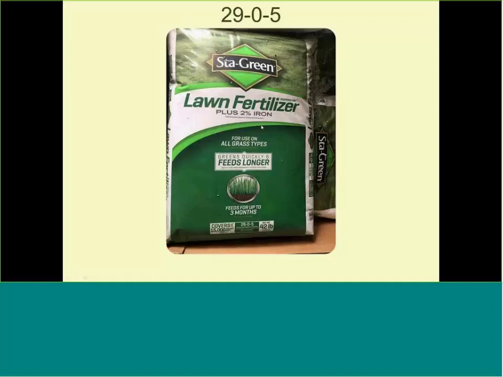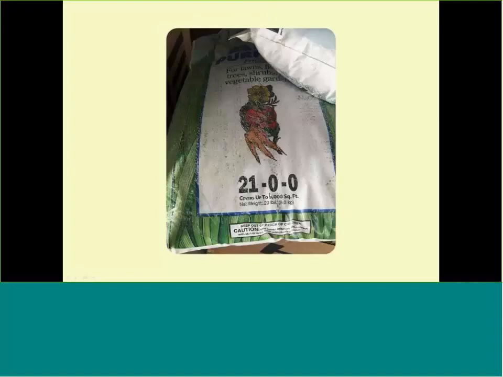Here is a lawn fertilizer, 29-0-5. You can use it in your vegetable garden. Just make sure that it does not have any herbicide in it, because some of them are called weed and feed. You don't want to buy something that has that in a lawn fertilizer. This covers 15,000 square feet, 29-0-5. That's a little bit better than 21-0-0.